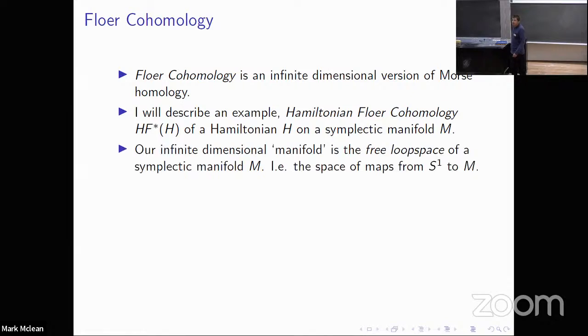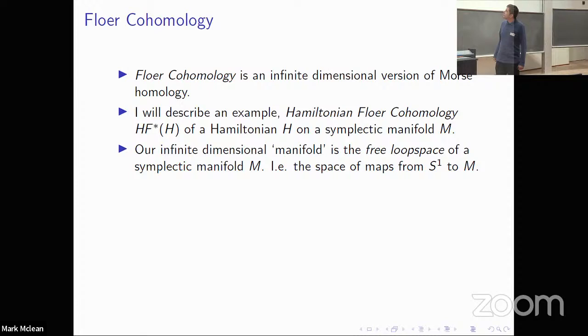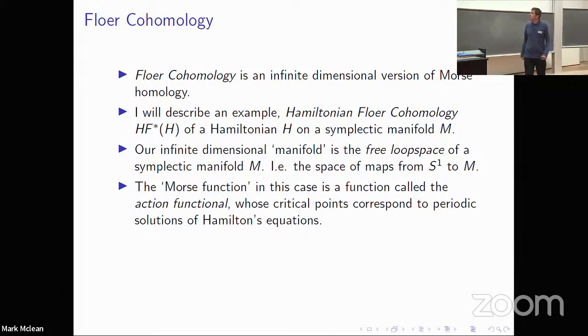And I want to know what my infinite dimensional manifold is, and it's going to be the free loop space of the symplectic manifold M, the space of maps from the circle to M. And then I want my analog of the Morse function. Well, this is the action functional, the same sort of action functional you have in classical mechanics. The critical points will describe circles mapping to M, which are periodic orbits of motion of my Hamiltonian system.